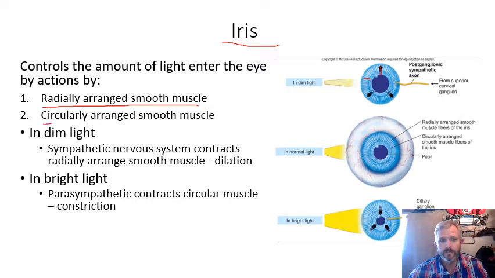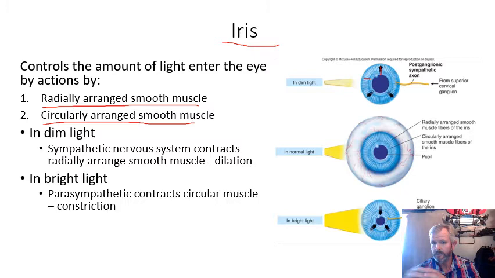Right? The circular muscle, on the other hand, that's the inner circular muscle here. When it contracts like this, it will make the pupil smaller. So you can see these muscles are working almost antagonistically. All right. So when one is contracting, the other has to be relaxing. And so we have two systems.